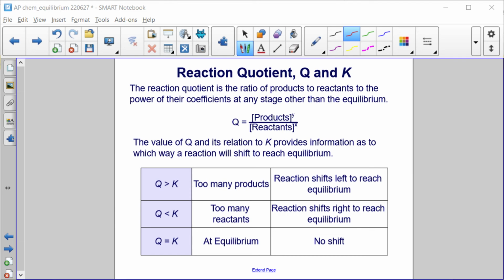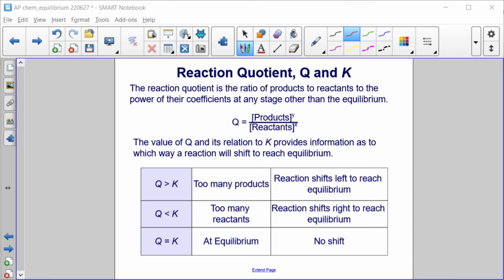Let's talk now about the reaction quotient, Q, and how it relates to the equilibrium constant, K. The reaction quotient is the ratio of products to reactants to the power of their coefficients at any stage other than equilibrium. So it's our equilibrium expression, but not at equilibrium, okay? And so we call that Q the reaction quotient.